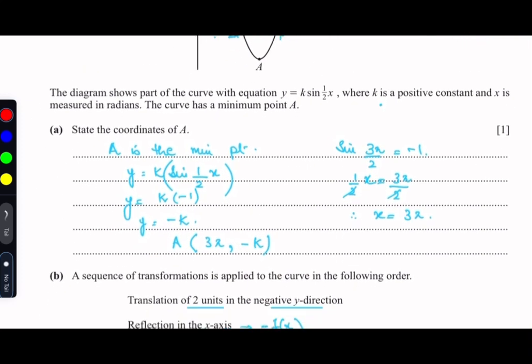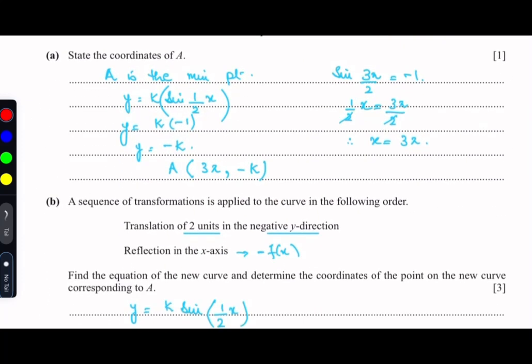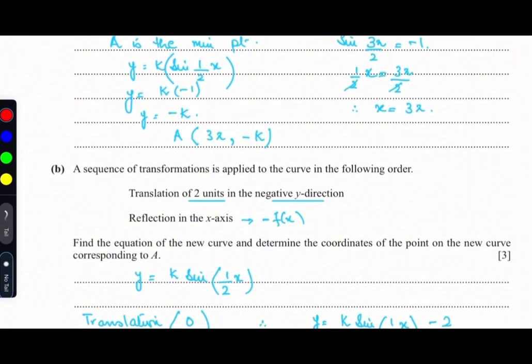Now, a sequence of transformations is applied to the curve in the following order. It's a translation of 2 units in the negative y direction, meaning the graph has to be translated downwards by 2 units, and then it's the reflection in the x-axis. Reflection in the x-axis is given as negative f of x. So find the equation of the new curve and determine the nature of the point on the new curve corresponding to A.